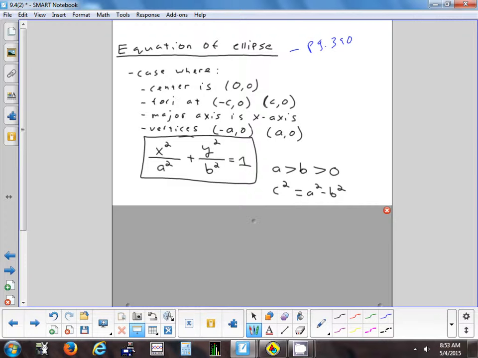So if you look at the formula, do you see C anywhere in the formula? No. C's not there. But a lot of times what they're going to do is give you the coordinates of the foci. So you're going to know C. Then they might give you the coordinates of the vertices. So you're going to know A. But the problem is you need B in the formula. Well, if you know A and C, we can easily find B.